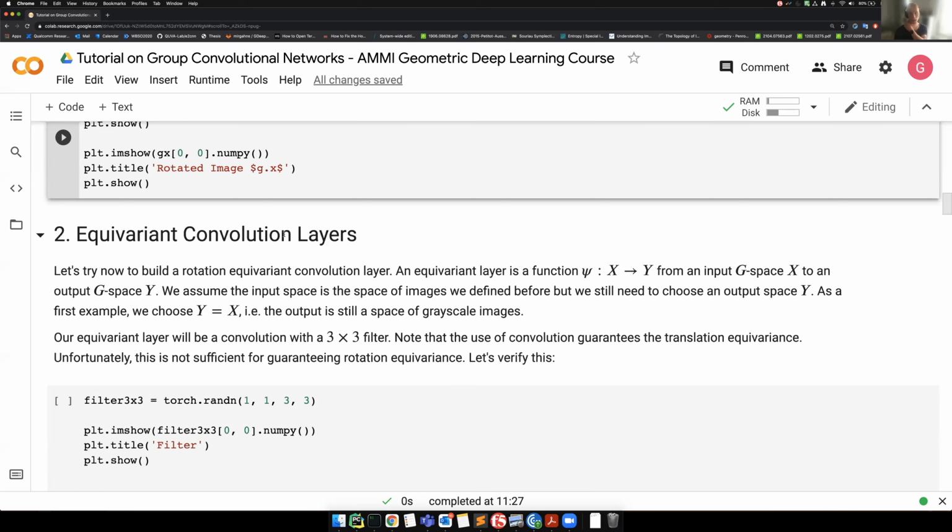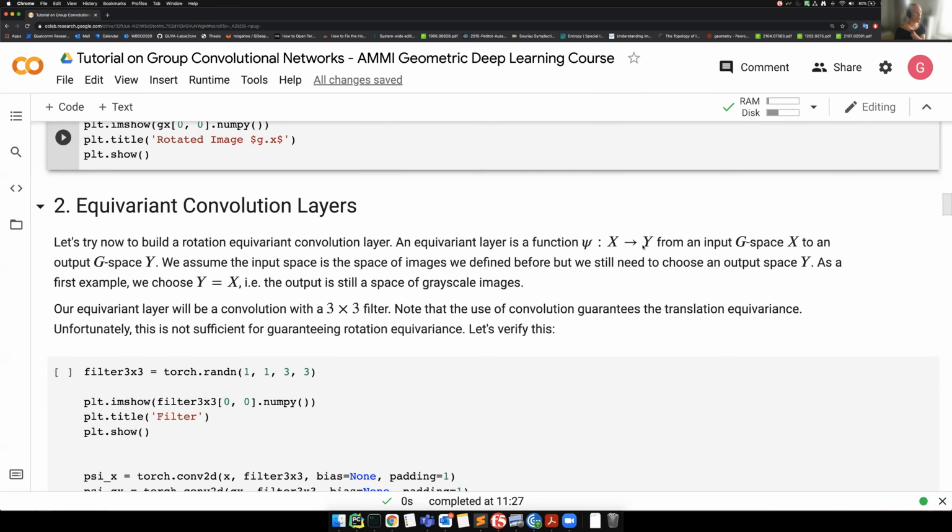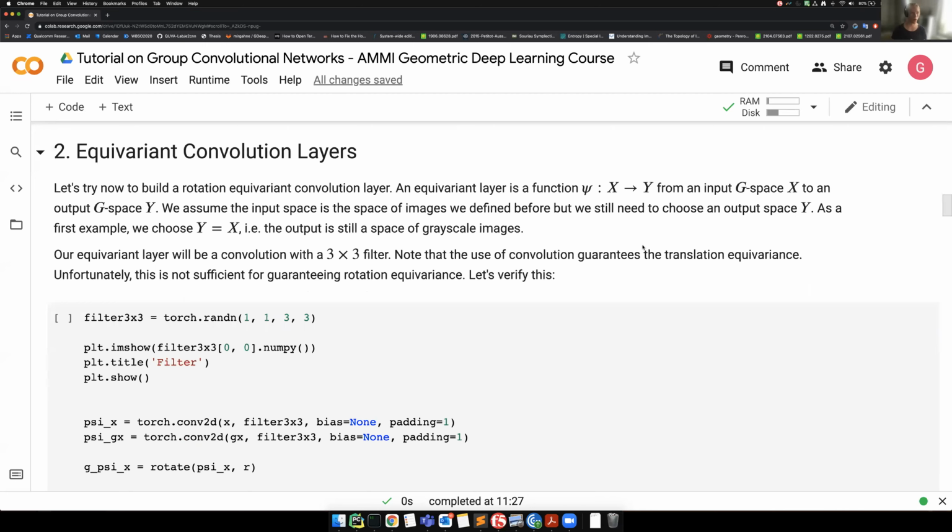What we're going to do now is build our first equivariant layer. I don't know if you were all attending the talks in the presentation yesterday, but what we did was define what equivariance is. Equivariance is a property of a function. Let's say that a function psi maps an input space x to an output space y. We say that the function is equivariant if it commutes with the transformation in the input and in the output.